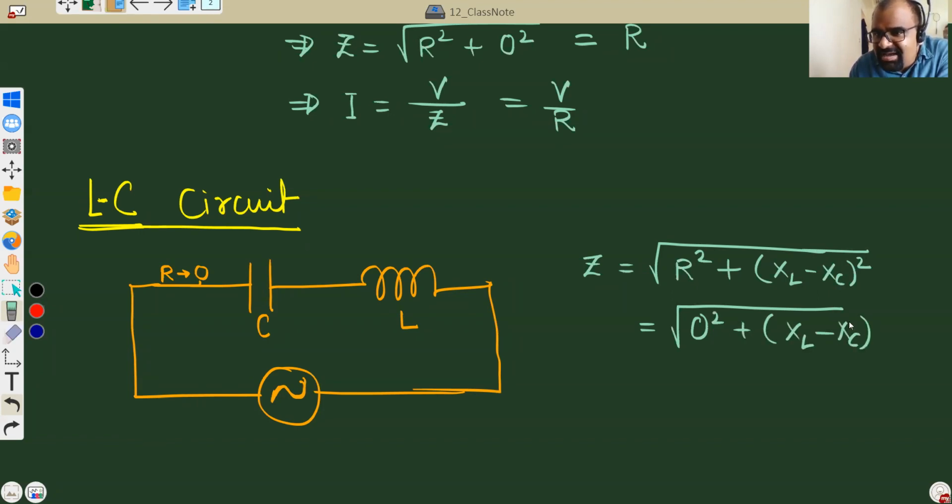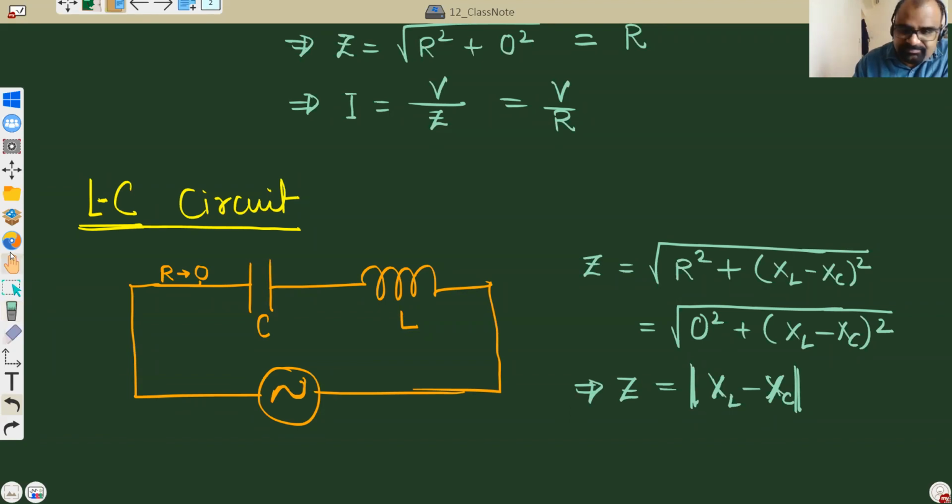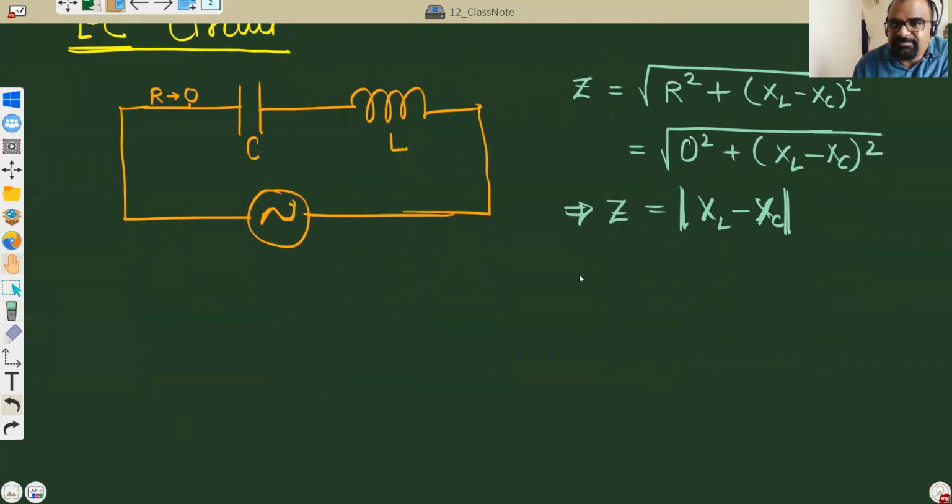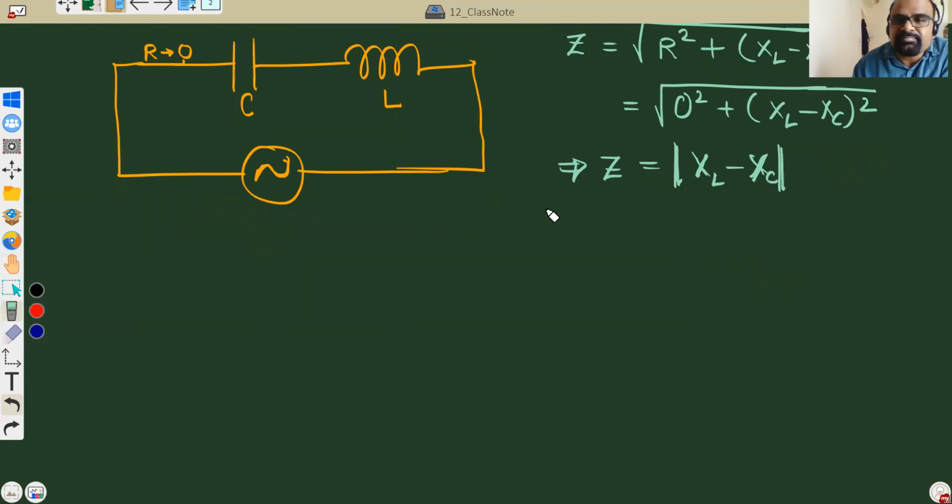So we don't study the LC circuit separately. It is simply the mod of XL minus XC. Now why am I putting the mod sign? Because if I don't put the mod sign, then sometimes impedance will become negative, but we know impedance can never be negative. It's just like resistance. And what about current? Current is V by mod of XL minus XC.